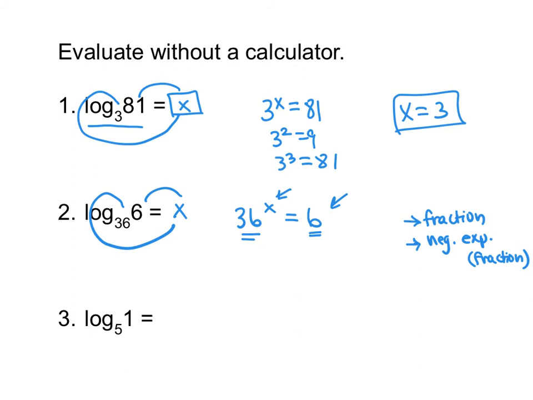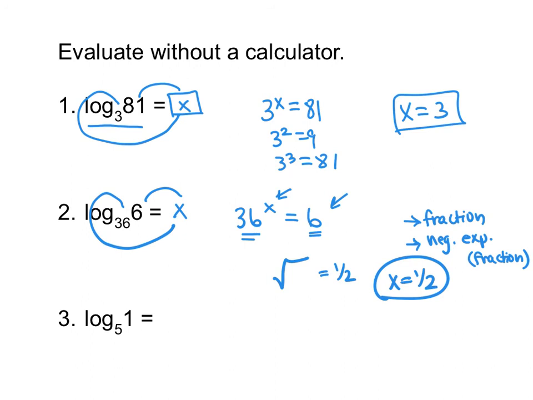So I can just start plugging in numbers. Well, first of all, hopefully you see the relationship between 36 and 6 is it's the square root. The square root of something is, remember, if we write that, it goes to the 1/2 power. So x is actually going to be equal to 1/2 on this. 36 to the 1/2 power is equal to 6.